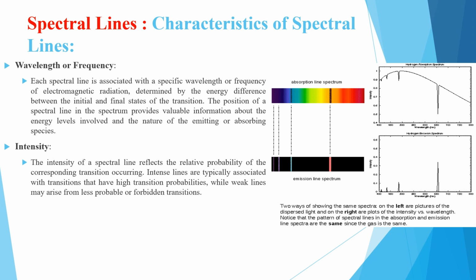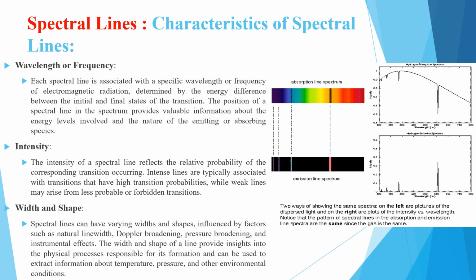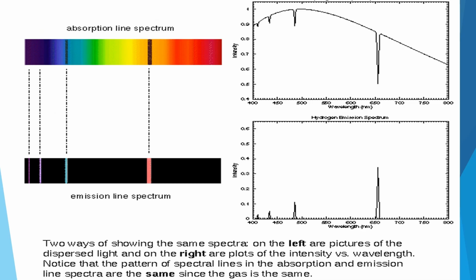Also, the width and the shape of the line are among the main characteristics of a spectral line, because a spectral line can have varying width and shape influenced by factors such as natural line width, Doppler effect, pressure broadening, and instrument effects. These figures show two ways of showing the same spectra. On the left, there is a picture of dispersed light, and on the right are plots of intensity versus wavelength. Notice there is a pattern of spectral lines in the absorption and emission. Line spectra are the same, since the gas is the same.